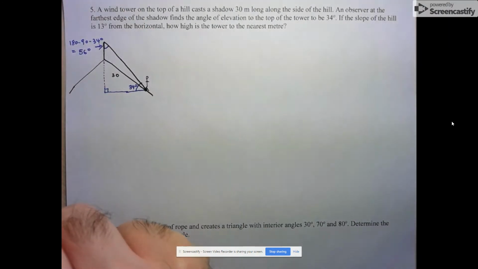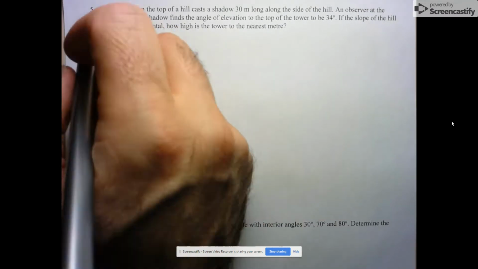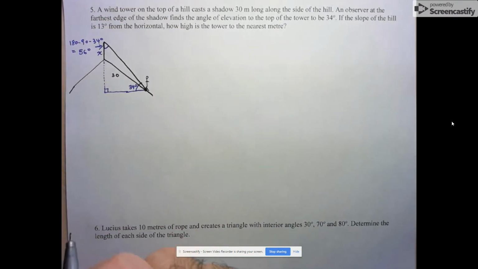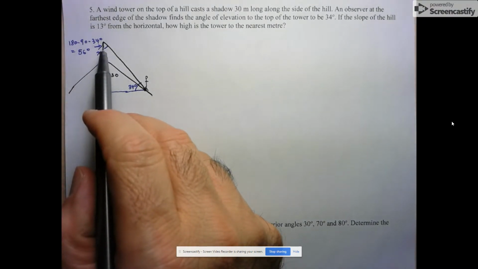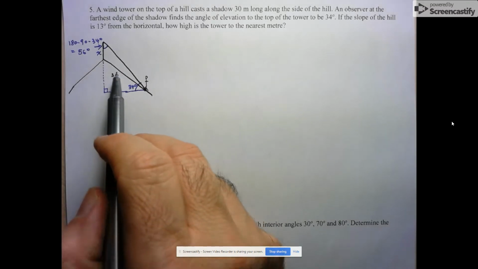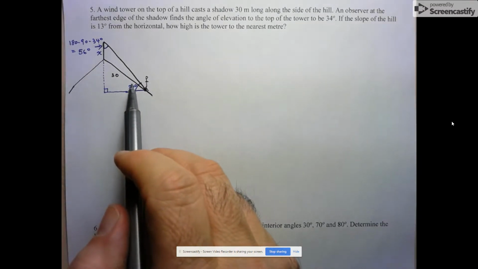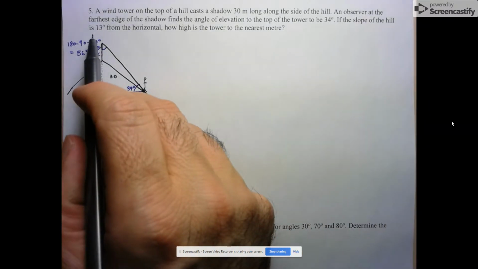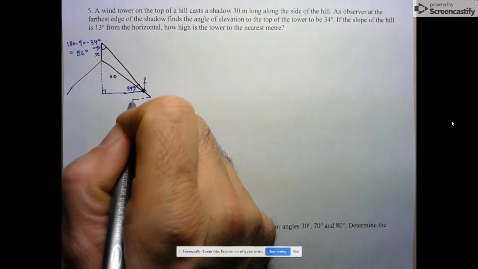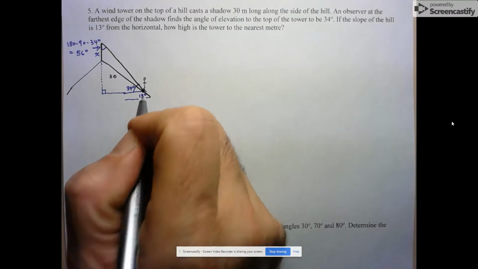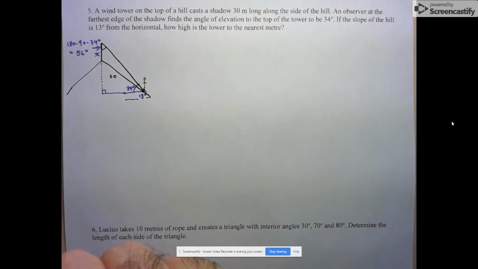Okay, and again, what I'm looking for is the height of the tower. So I'll call x that height of the tower. Okay, but so far I just have one angle inside my triangle, and I have one side length of the triangle. That's not enough information, but luckily they tell us something else. They tell us that the slope of the hill is 13 degrees from the horizontal. Okay, so if I look at the hill here, the hill itself is 13 degrees from the horizontal. All right, so how am I going to use this to find something else?